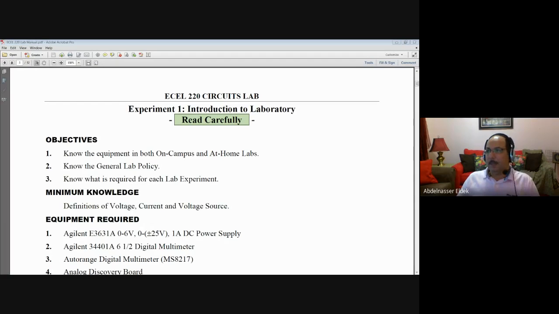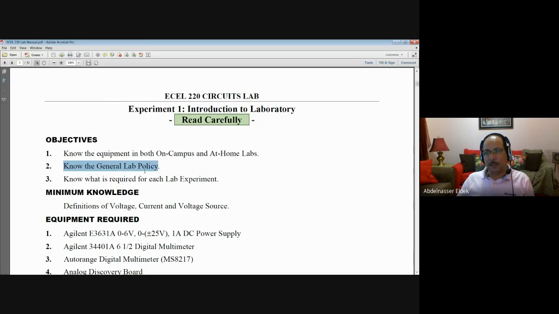For experiment number 1, this is just an introduction, and we just need to read. The objectives of this experiment are to know what kind of equipment you will use on campus and at home lab. Of course, you may not go to the lab on campus, so you will need to know the equipment at least, and you need to know the equipment you will use at home.